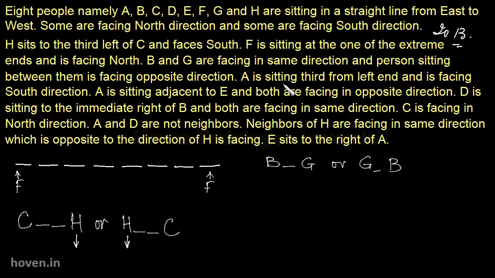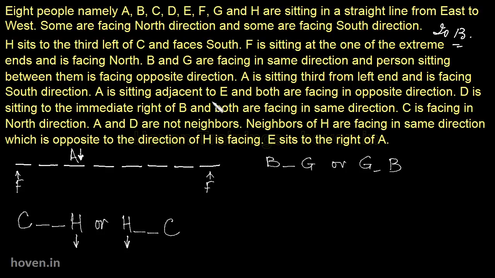Okay, A is sitting third from the left end and is facing south. Now this is very concrete. Third from left end and facing south. Okay, 1, 2, 3. So A is here, and let us mark its arrow down because this is what we know concretely. This is not known, so I have written it below. Whatever is known and confirmed will be written at the top.